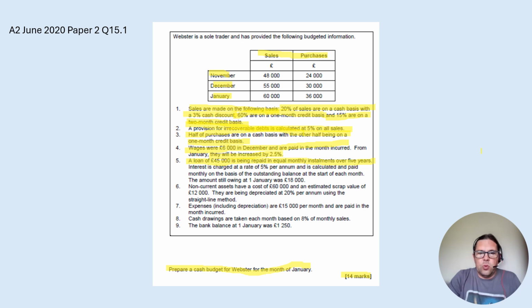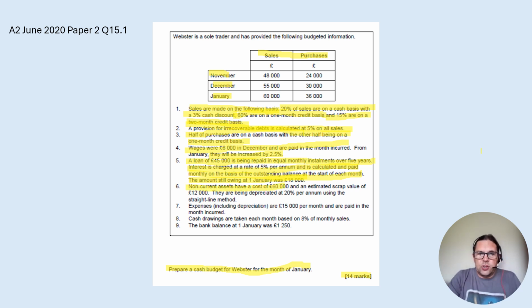And so what we've got to work out is how much 1 month's installment would be. So 45,000 over 60 would give us our monthly installments, because obviously 5 years is 60 months. Interest is charged at a rate of 5% and is calculated and paid on the basis of the outstanding balance at the start of each month. The amount owing was £18,000. So we'll go for 5% of 18,000, but remember, it's only 1 month, so we'll do a 12th of that figure.